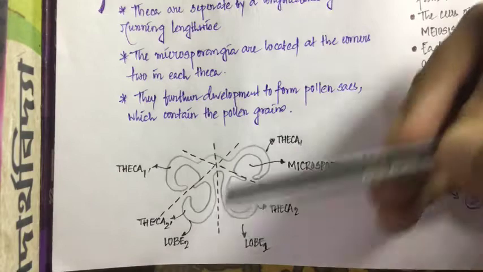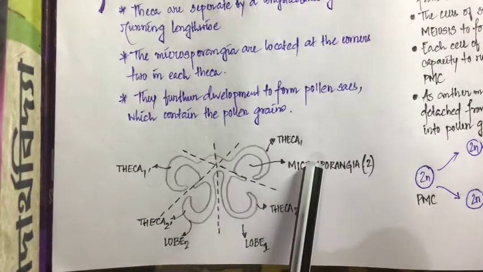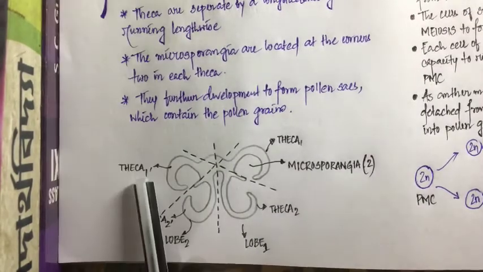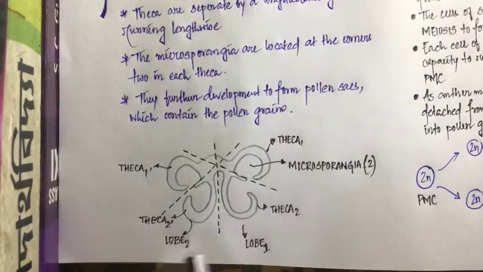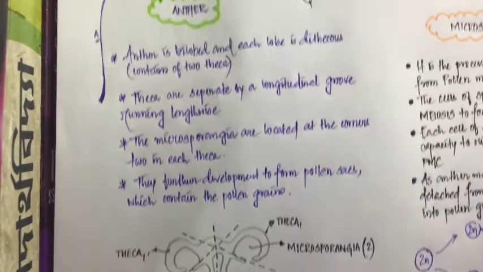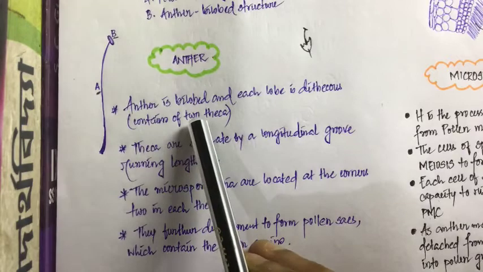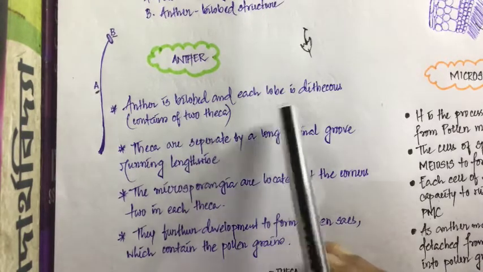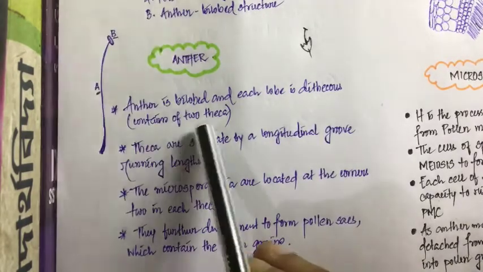If you see this longitudinal line, you will see one part of the anther is present on this side, one part of the anther is present on this side. These two sides are called what? They are called lobes of the anther. That is why each anther is bilobed, right? And each lobe is dithecous. That means it contains two theca.